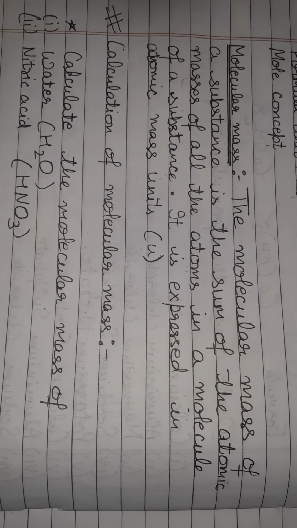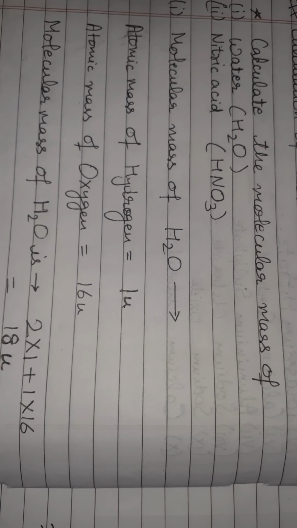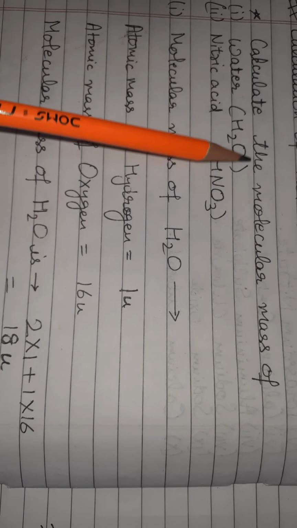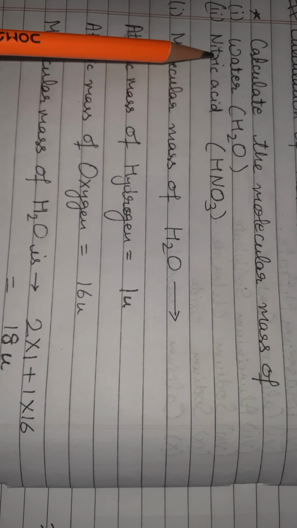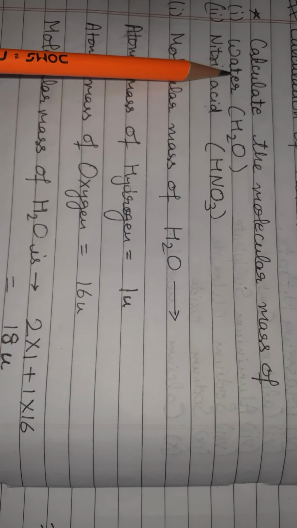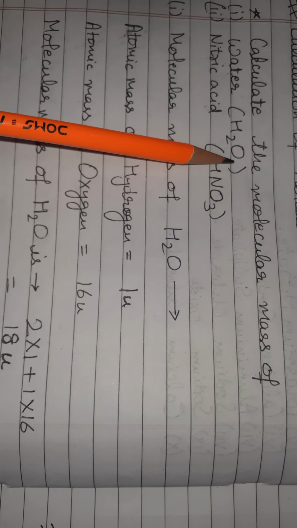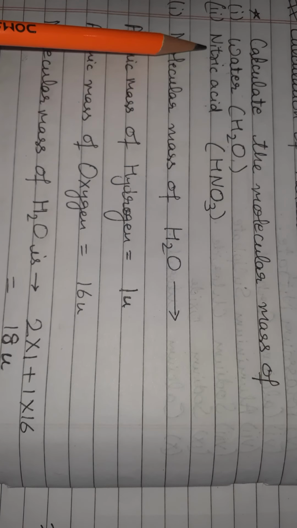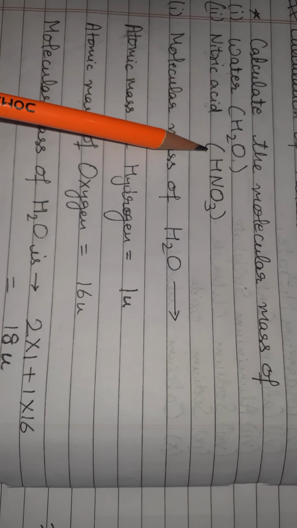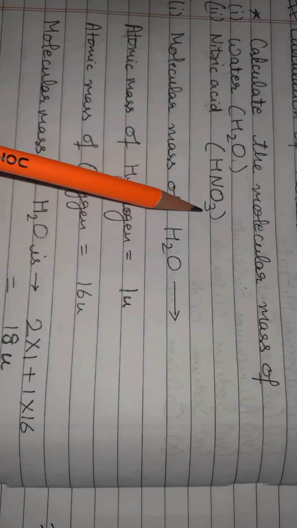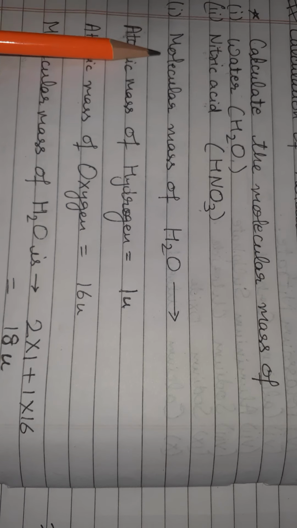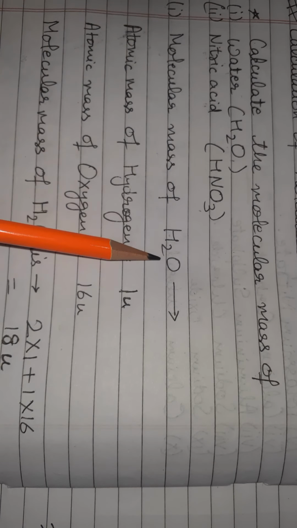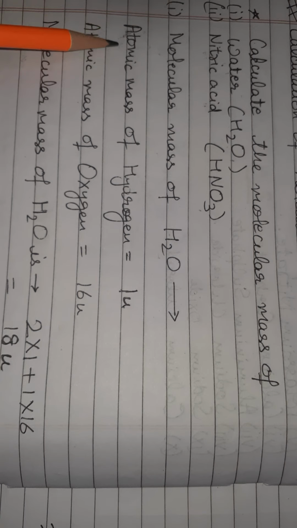Now we will calculate molecular masses of some molecules. Now let's calculate the molecular masses of water and nitric acid. Formula for water is H2O. I hope you all must be familiar with this. And this is nitric acid. Formula for nitric acid is HNO3. Now, starting with water, molecular mass of water. We are going to find this molecular mass of water.